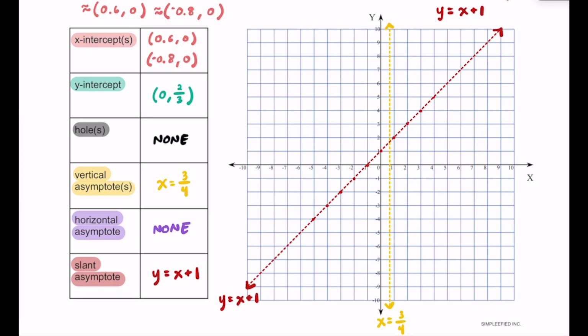Now for these x-intercepts, I'm going to go ahead and plot this -0.8, 0 first. That's going to be on this really close to the slant asymptote right over here. That's about -8/10, I guess. And then this +6/10, 0, that's going to be somewhere over here close to the vertical asymptote, right? A little more than halfway through this box, so something like that.